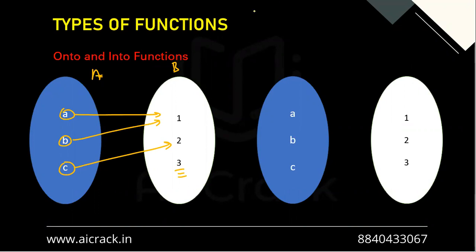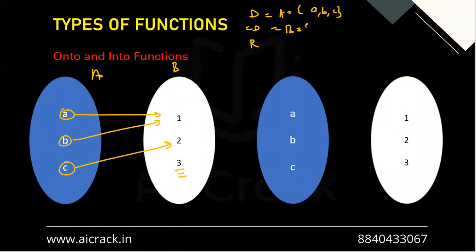Now let's try to define domain, codomain, and range over here. Domain is set A, right? That is A, comma B, comma C. Codomain is set B, that is 1, comma 2, comma 3, right? Range is the elements which are being mapped, that is 1, comma 2. Now I can clearly see that range is not equal to codomain. So that is the definition of into functions. If range is not equal to codomain, that means they are into functions.